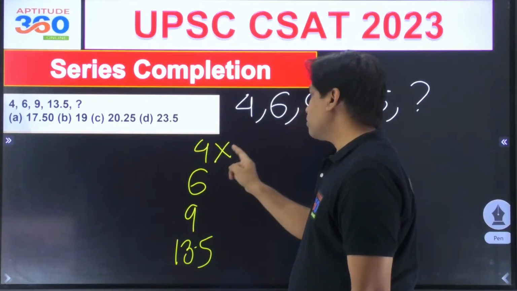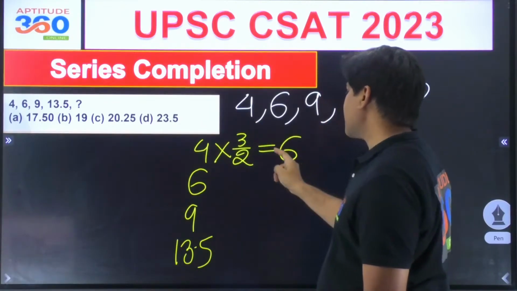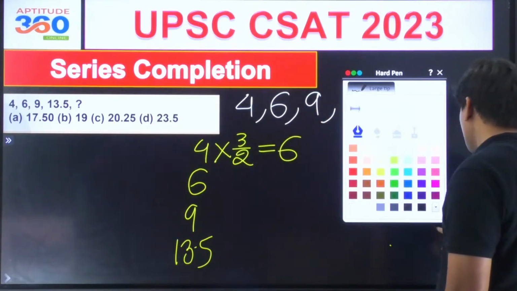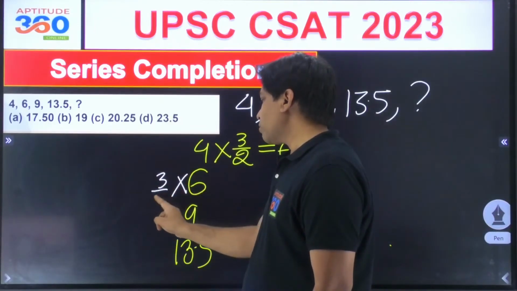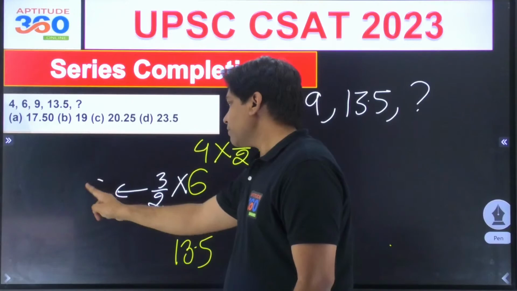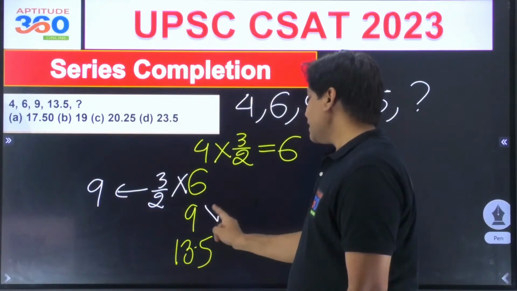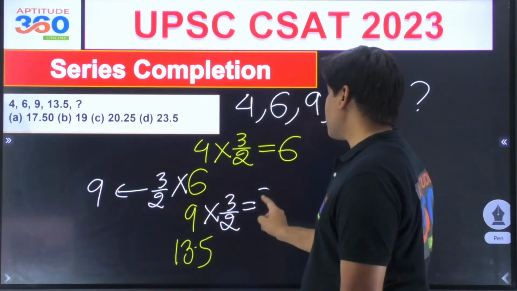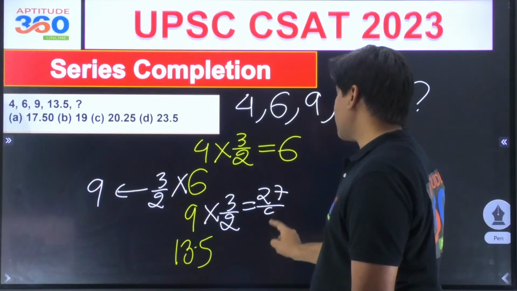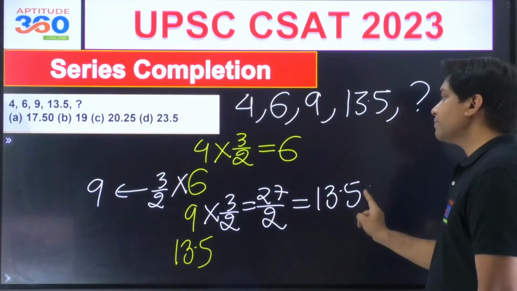This into, I would say 3 by 2 or 1.5. So this into 3 by 2 is 6, isn't it? And if I multiply 6 into 3 by 2, are you getting 9? Isn't it? And 9 into 3 by 2, which is what? 9 into 3, 27. 27 by 2 is 13.50, is it not?